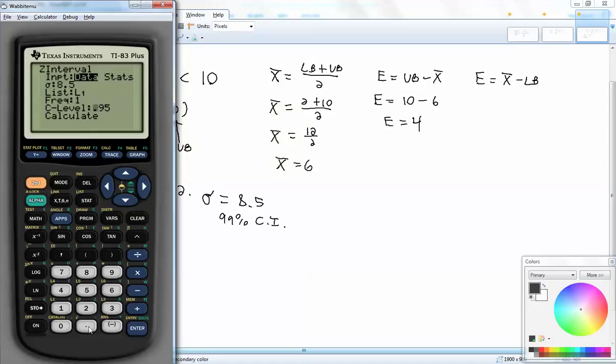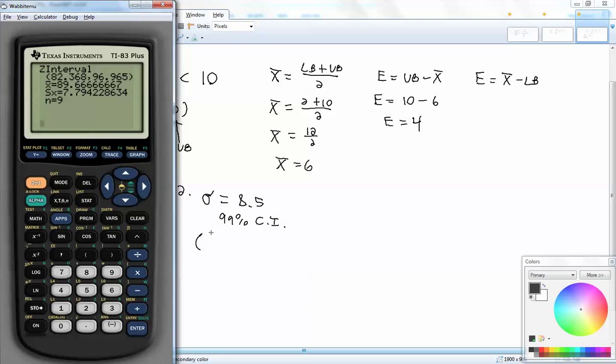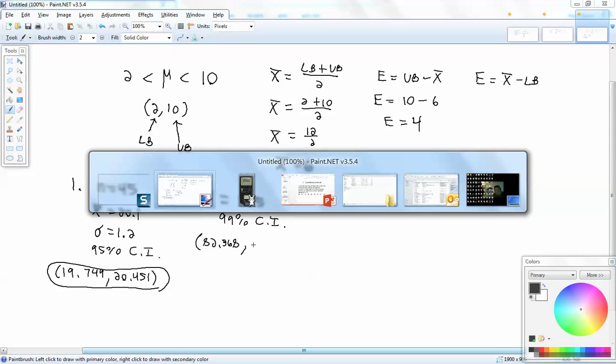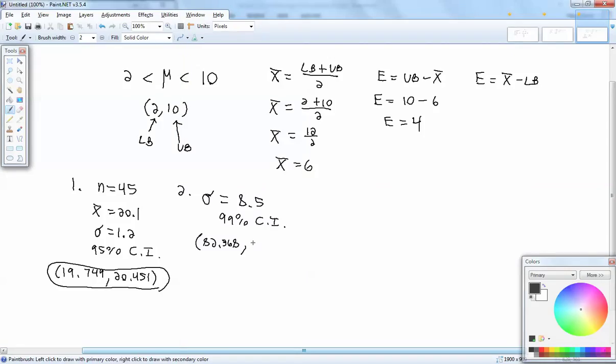And then C level, we'll put in 0.99 because we want a 99% confidence interval. Press enter, and then we'll press enter again. And we're given 82.368. And we're given, if I can get back to my calculator, 96.965.